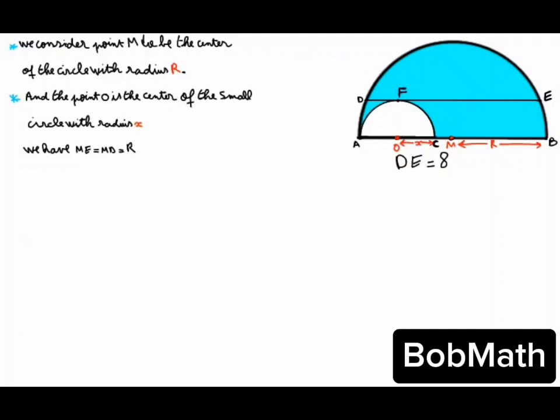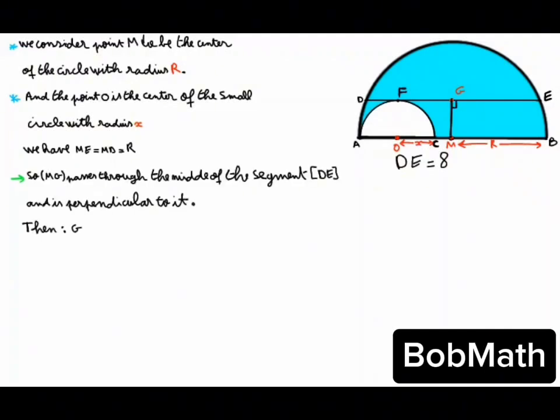Let the straight line passing through the point M be perpendicular to the straight line DE and intersect the line at point G. So point G is the middle of the segment ED. Then GE equals GD. So GE equals DE divided by 2. So GE equals 8 divided by 2. So GE equals 4.